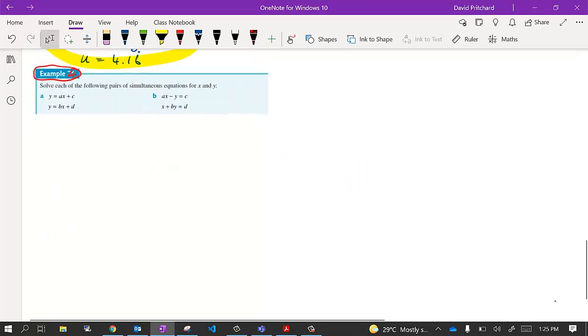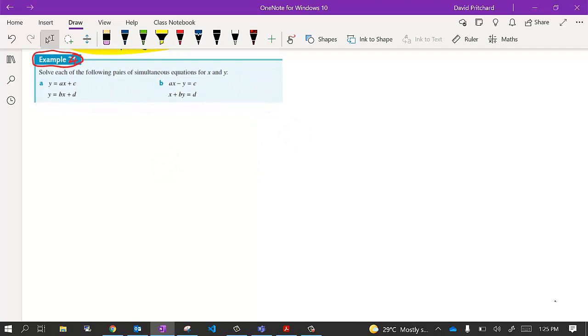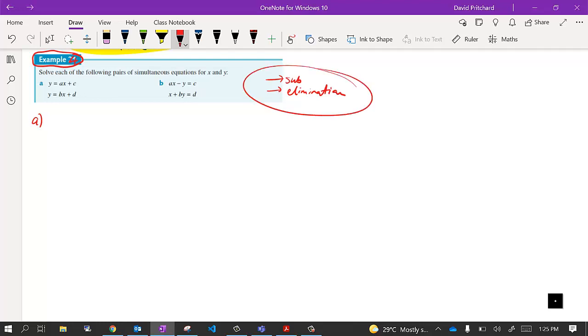Okay, last example. So in our last example, we're solving simultaneously. So this is the same skill that we know we can use: substitution, elimination, and we'll learn more simultaneous solve skills through Specialist in Year 11 and 12. But right now, we're basically trying to solve with X and Y, but in terms of A, B, C, etc.